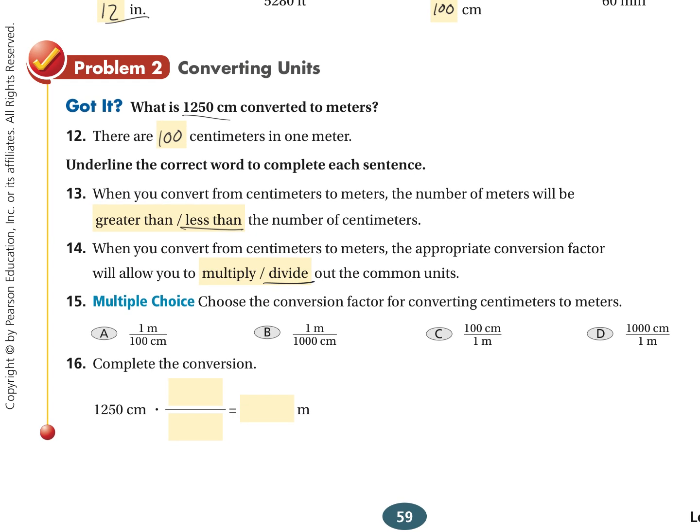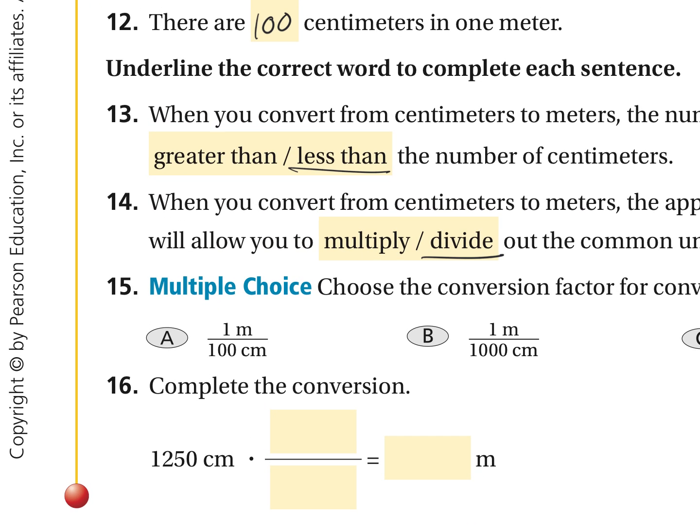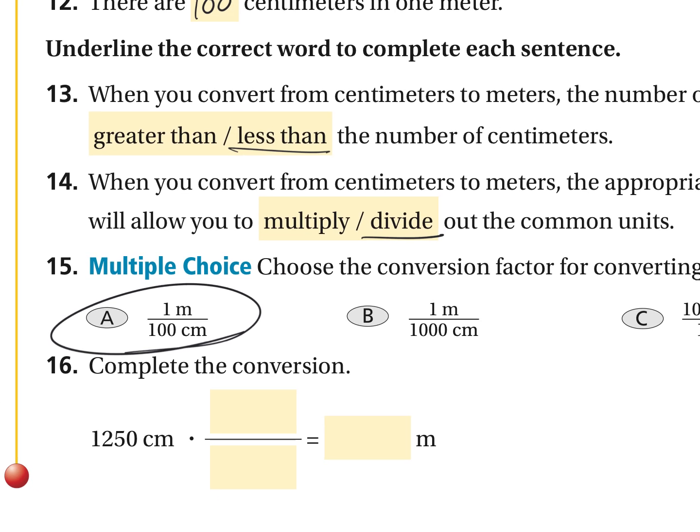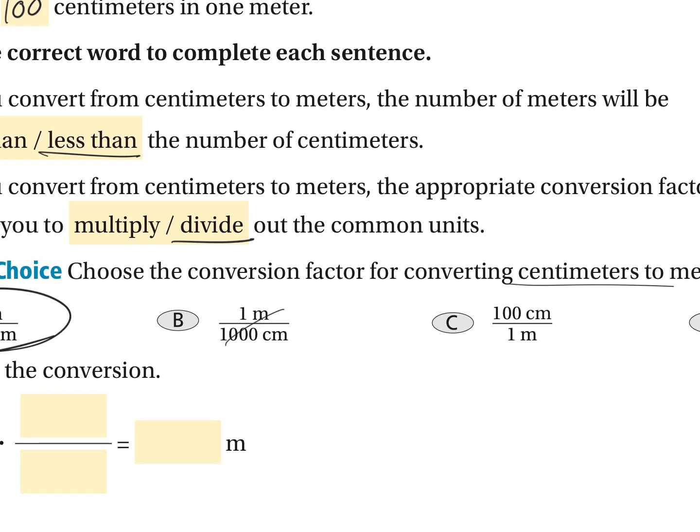So the conversion factor from centimeters to meters: if you are given centimeters and you want meters, that means you're trying to divide out the centimeters. So to divide out the centimeters, you want centimeters on the bottom. So 1 meter per 100 centimeters would be the correct conversion factor. And B would be wrong because 1,000 centimeters are not in 1 meter.